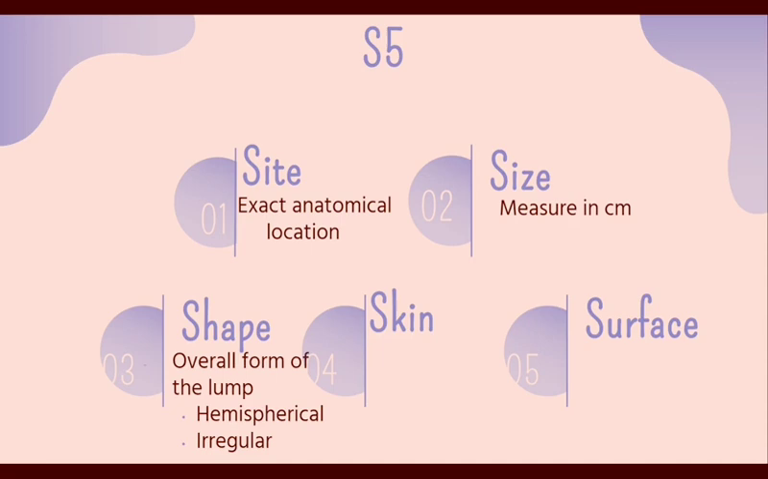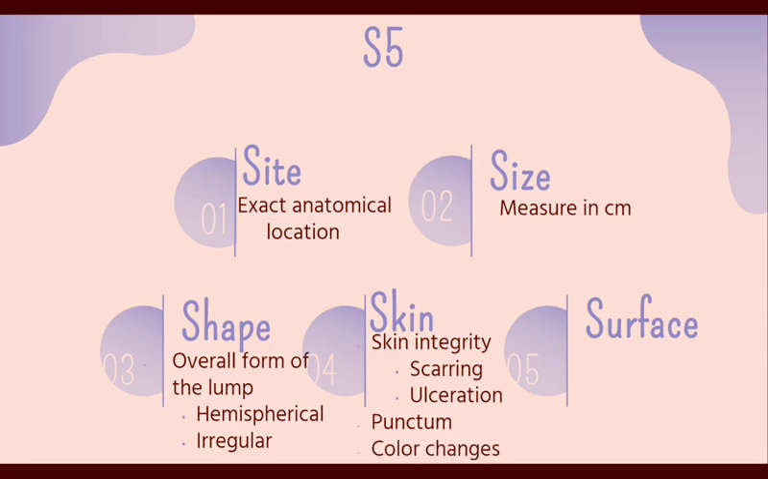You have to describe the skin of the lump, whether about the skin integrity, whether there is scarring or ulceration, whether there is a punctum, whether there are color changes in the skin of the lump. For the surface, you have to describe whether the surface is smooth or irregular or nodular.